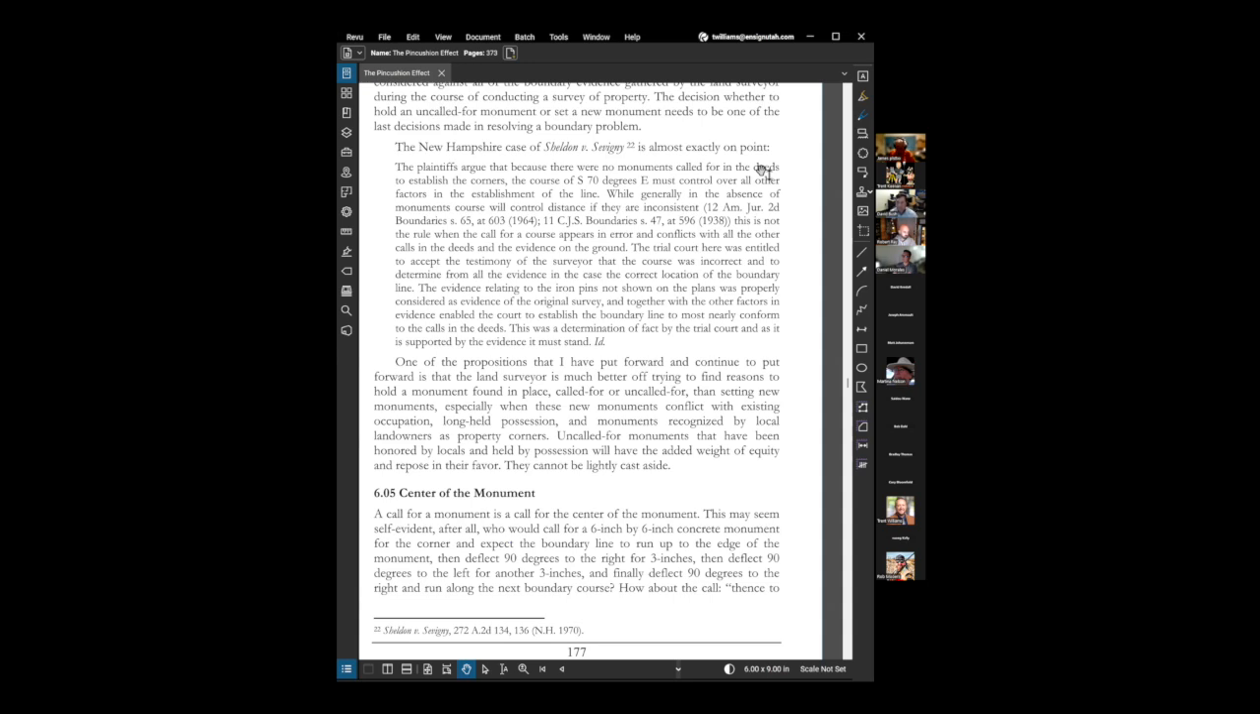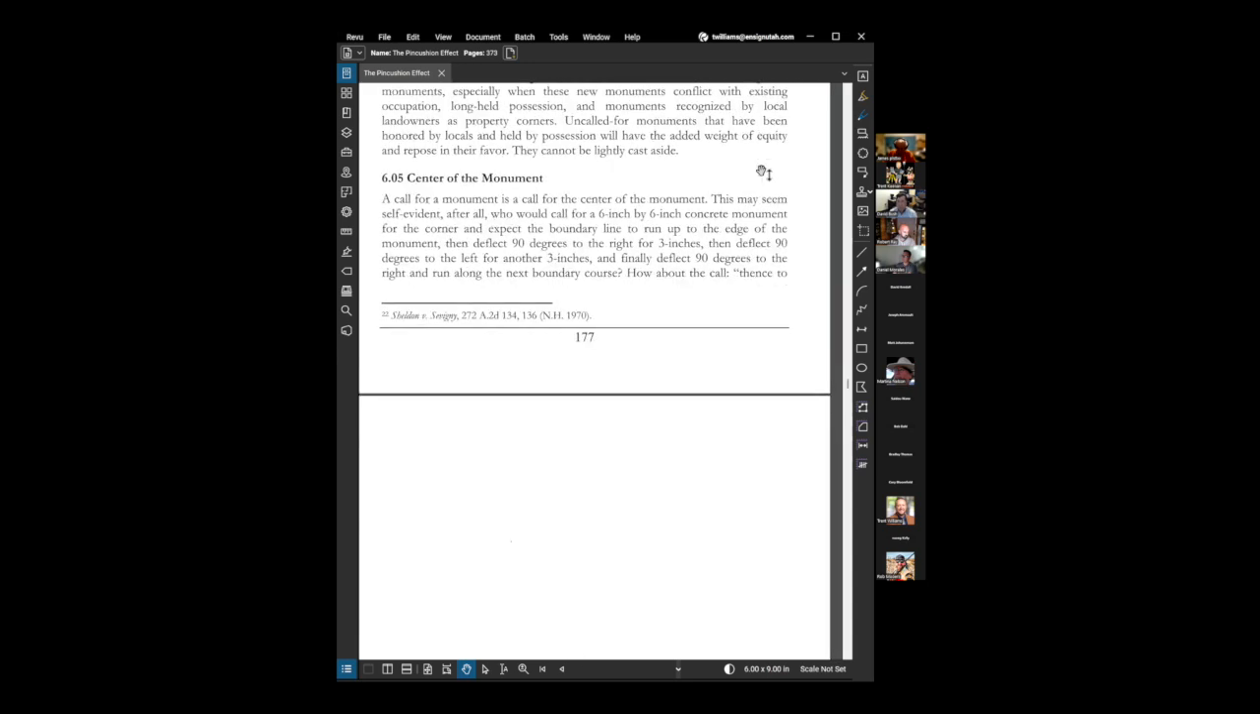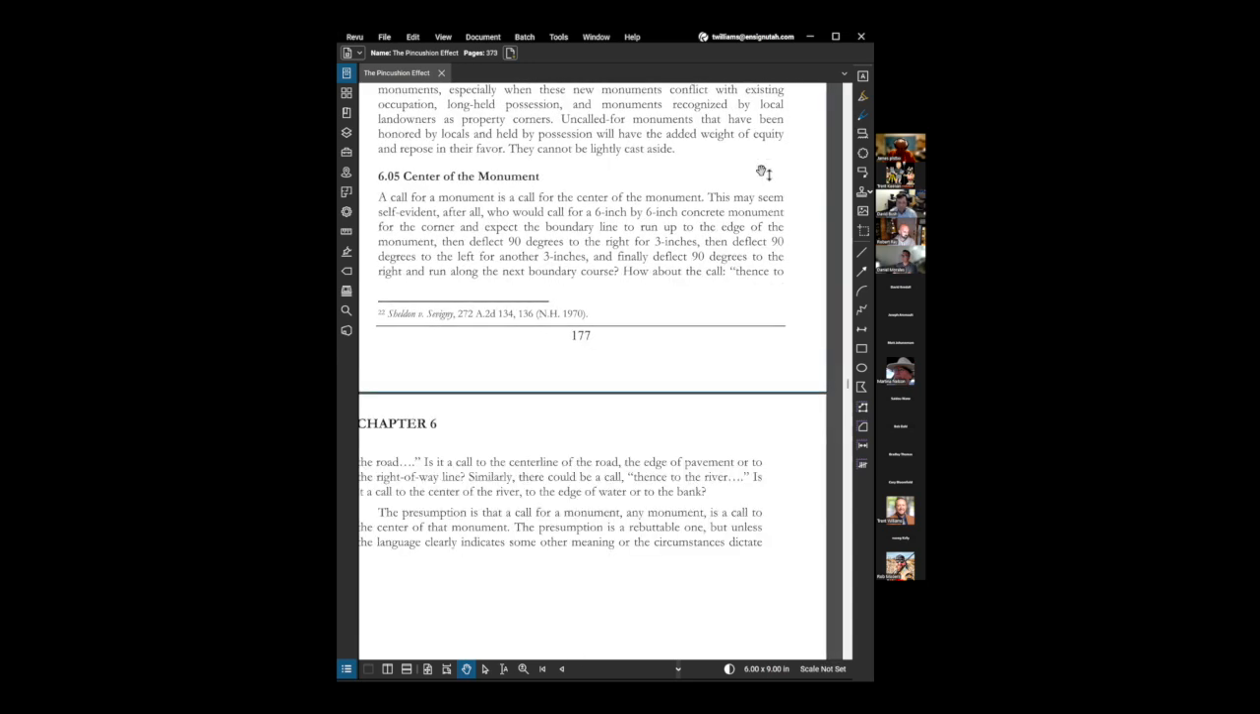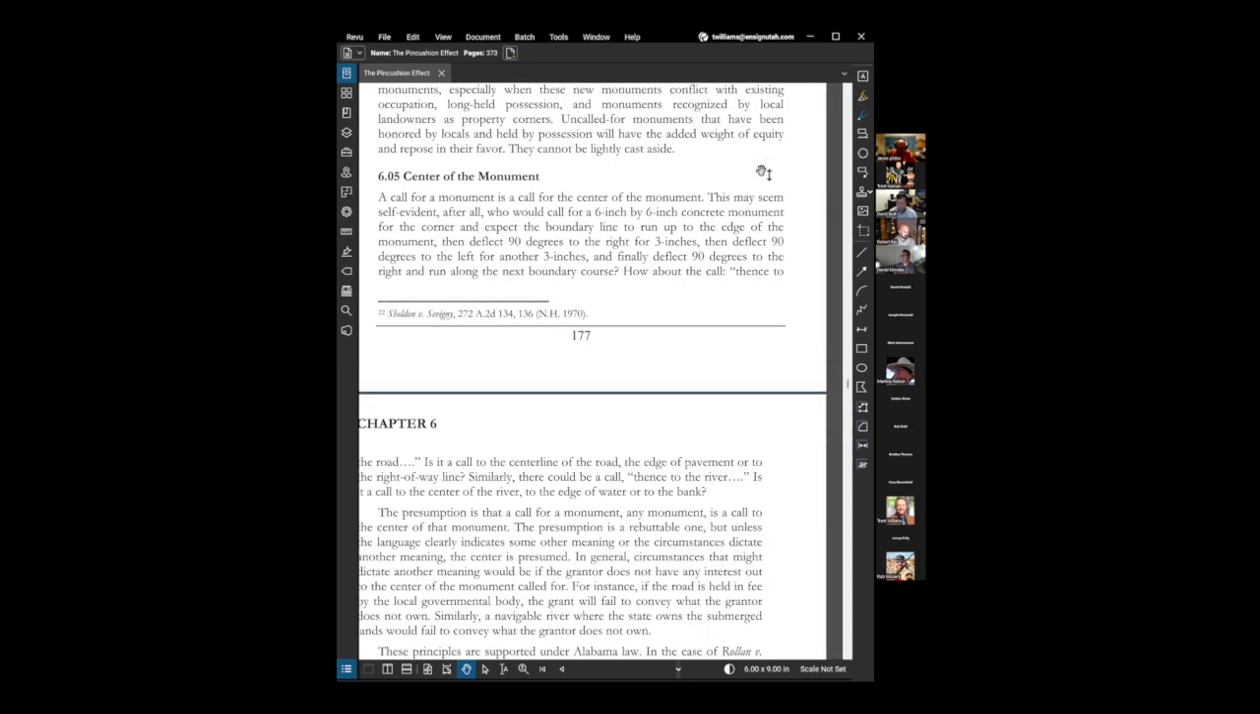Okay, jumping on here. So the next little section here is calls for the center of a monument, and this is always the one thing that I love discussing when we talk about monuments. I did a big survey a few years ago. It was very rural, and one of the corners was this old 6x6 brick pillar that was the remnant of an old gate and wall.